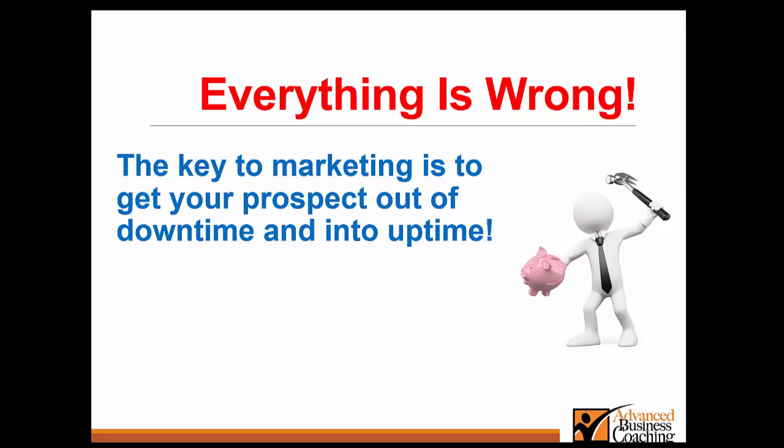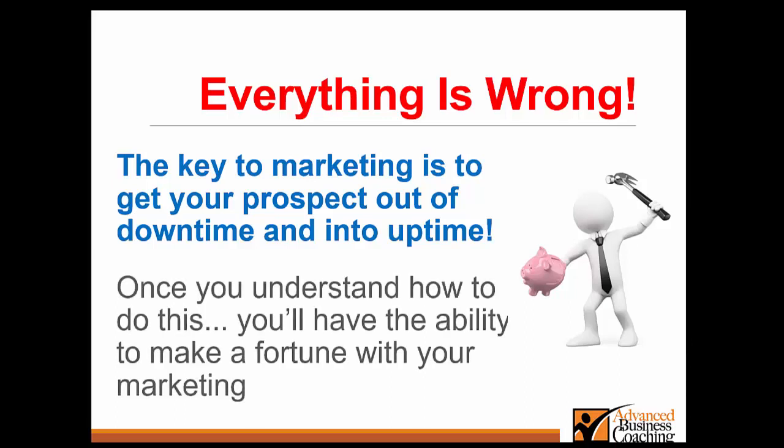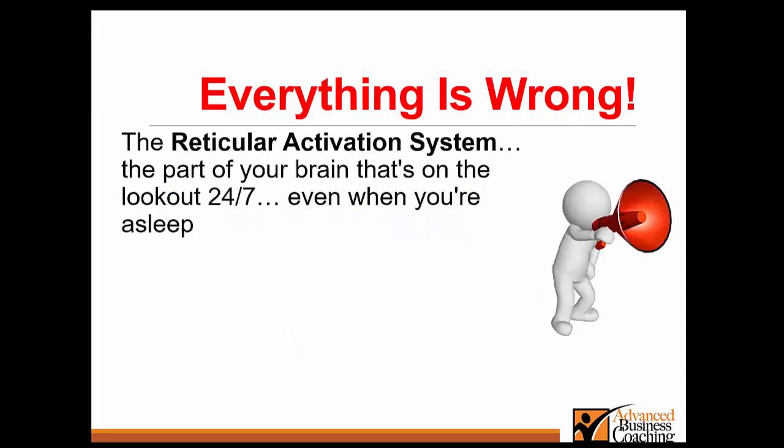We want to shake them out of their natural subconscious haze, when they never see your ad or the marketing piece, and into uptime, where they are fully conscious and aware of what you're trying to communicate to them. Once you understand how to do this, you'll have the ability to make a fortune with your marketing. But to completely grasp this model, you've got to learn the third major concept of how Jane Doe's brain works, which is called the reticular activator.